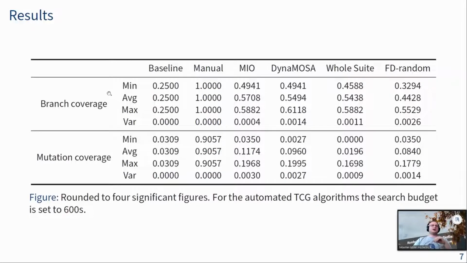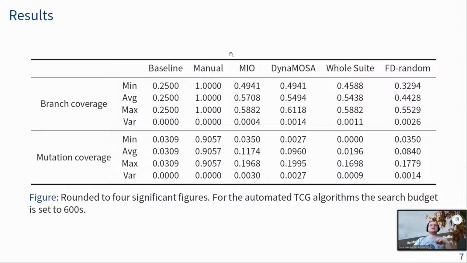We are looking at both branch coverage and mutation coverage for the baseline, so the initial testing suite that came with the tool ASE. In our case, we see that the baseline only reached about a quarter of the branches and had a somewhat bad mutation coverage, so somewhat bad sensitivity, of only 3%.